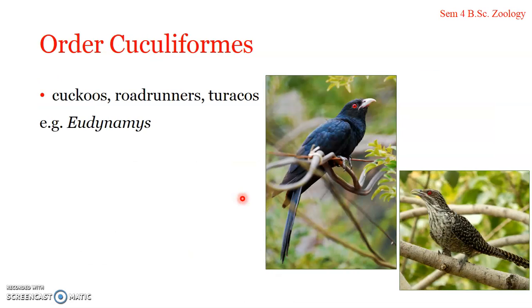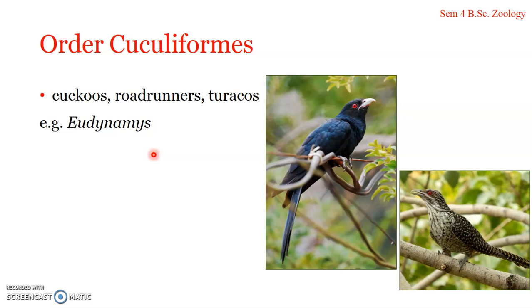The next one is the Cuculiformes. The name itself is cuckoo. This is the male and the female of the Asian koel, Eudynamys. They have toes, two in front and two behind, and the hind toe is reversible. The feet are not adapted for grasping, the tail is long, and the beak is moderate. Many cuckoos are brood parasites. Brood parasite in the sense that the female lays eggs in the nest of other birds, so they don't build a nest.